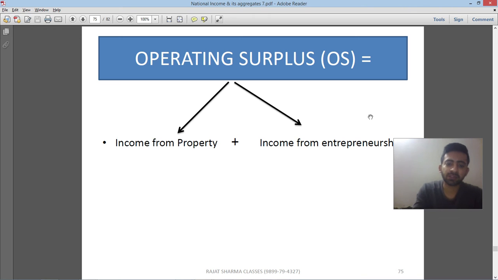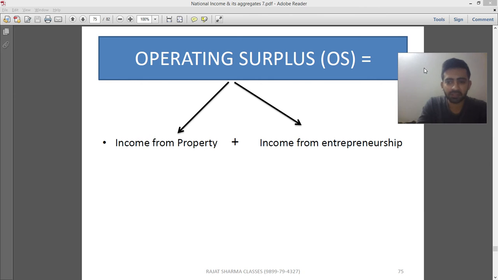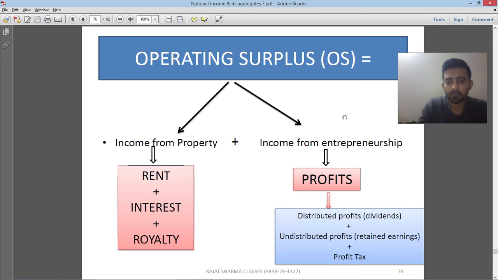Operating surplus is usually income from property and income from entrepreneurship. Income from property and income from entrepreneurship. Income from property is of three types: rent, interest and royalty. RIR, rent, interest and royalty, income from property. Income from entrepreneurship is the profits, of course.